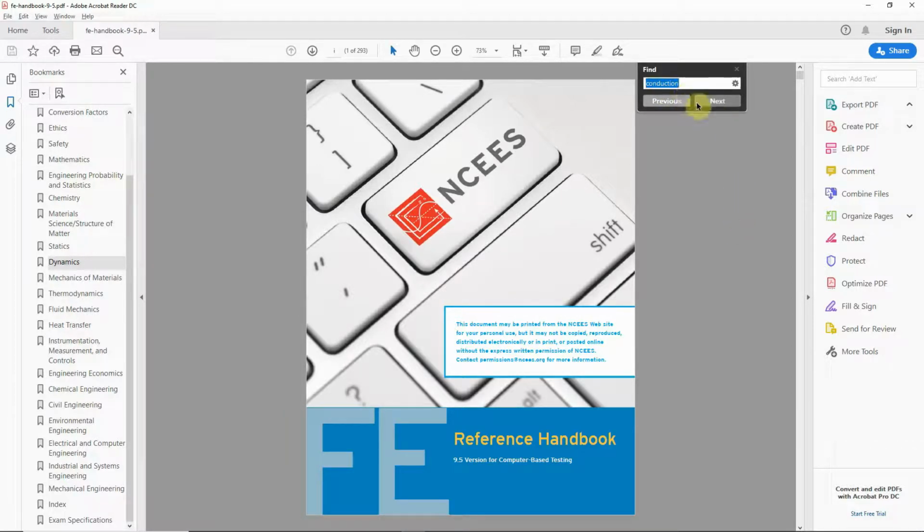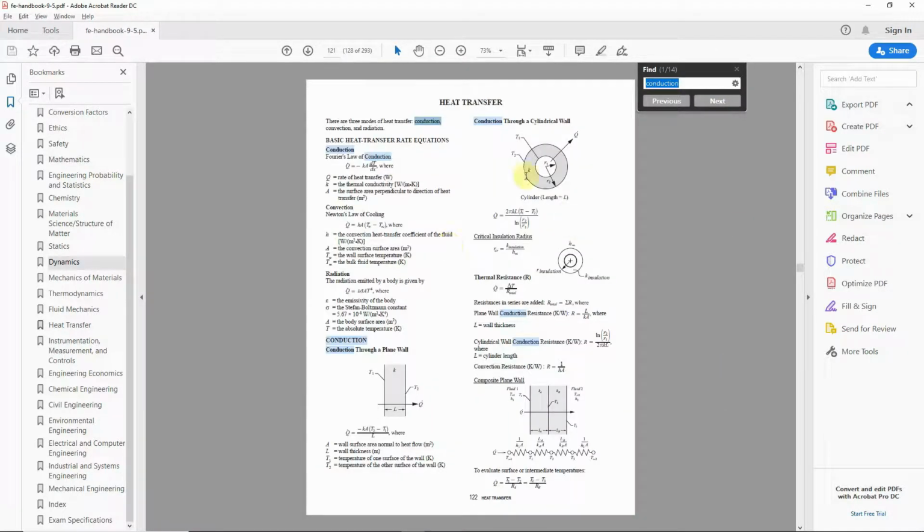But another feature that's really nice is that you can search. So if I wanted to look up conduction, for instance, I would just do a Control F, and it would take me right to the page with conduction. And if maybe I need to do sort of a review, or if I need to look up a formula or whatever, it's all right there.